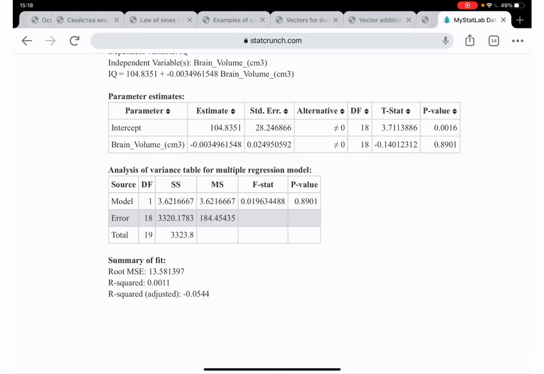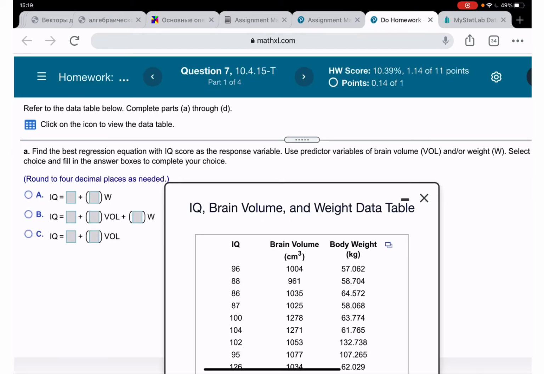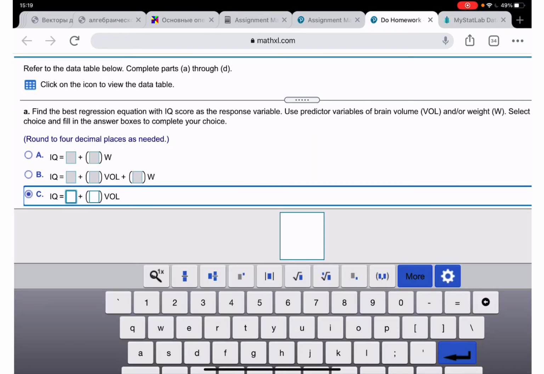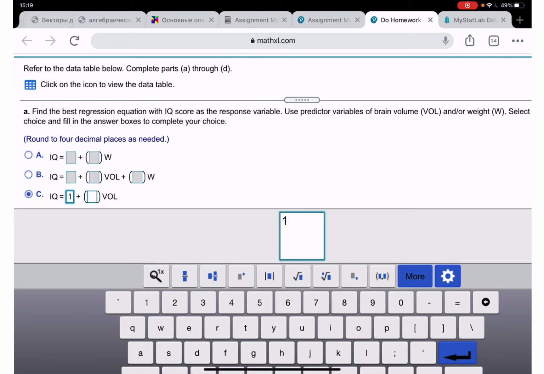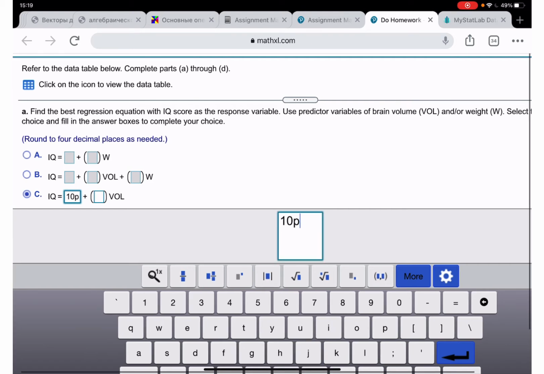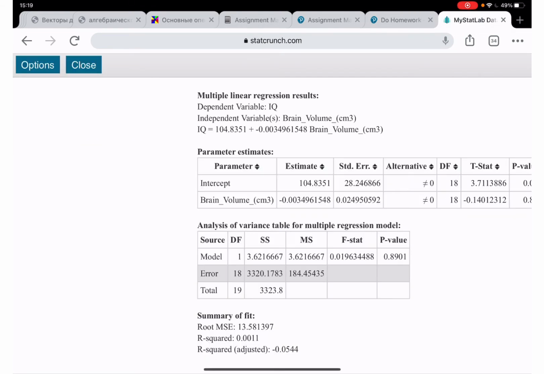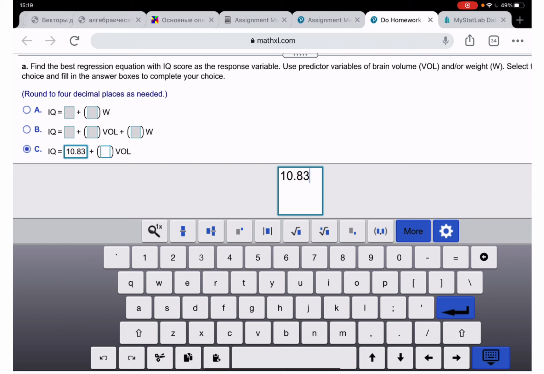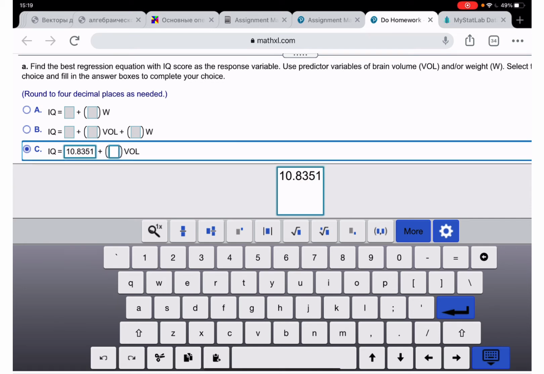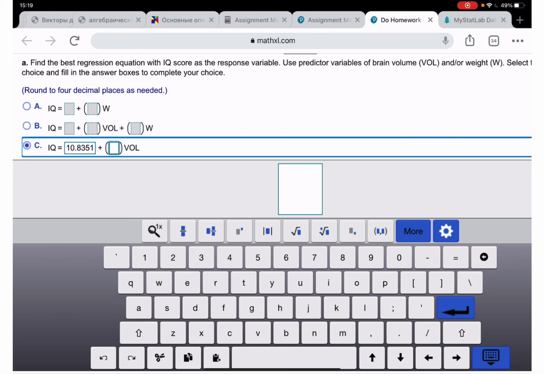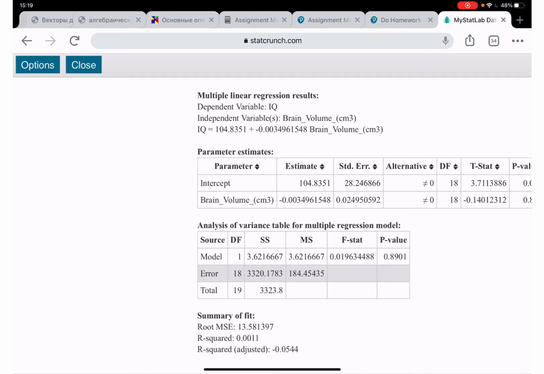So going back to intercept, fill out the intercept. So 104, and 4 digits, okay, point 8351. This is the first one. Moving to coefficient of volume, negative 0.0035.